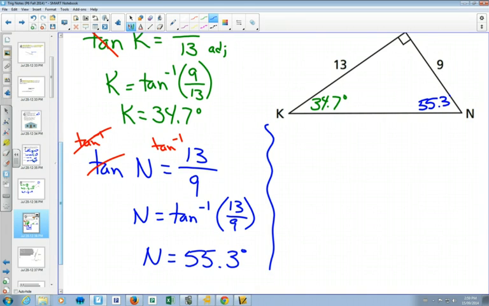What's another way we could have found angle N to be 55.3? Take away 90, then take away the 34.7, because they have to add up to 180. So if you had 180, and you took away 90, and then you took 34.7 away, you get 55.3 degrees again. So that would be another way.